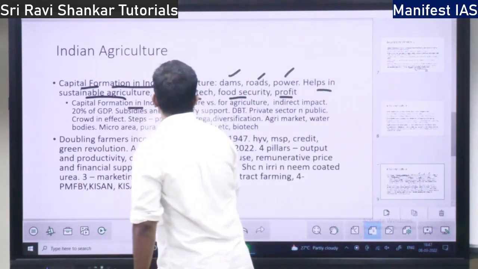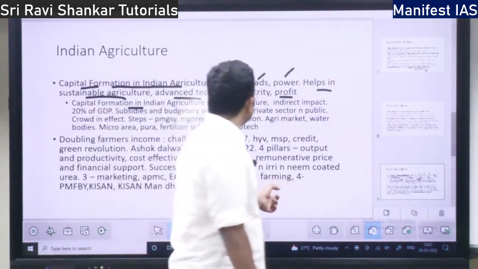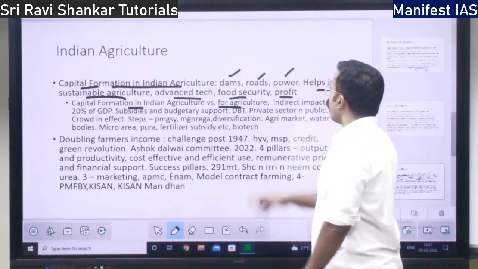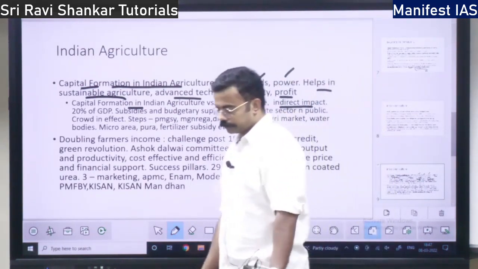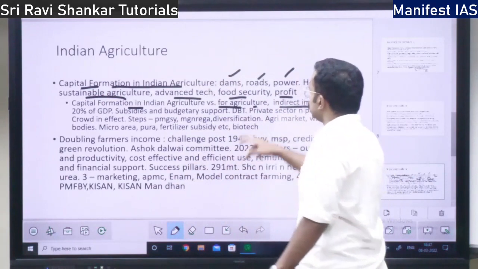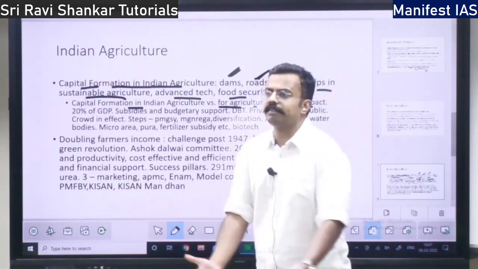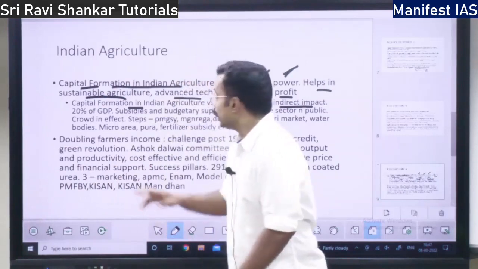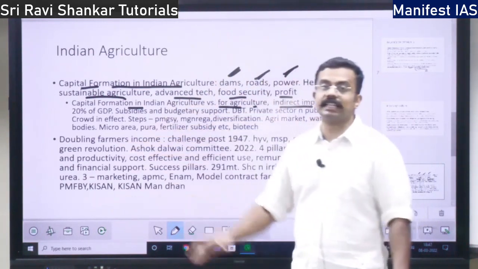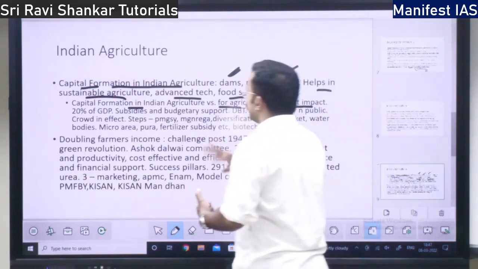So capital formation in Indian agriculture versus for agriculture. One, capital formation in Indian agriculture, then capital formation for agriculture. See, for agriculture it is an indirect impact. Capital formation for agriculture means what? See, all these things: dams, roads, power. All these are indirect, right? We are not directly giving capital to farmers. We are indirectly supporting them. That is capital formation for agriculture. Capital formation in Indian agriculture means, from the agricultural products, what capital are we getting, what profit are we getting? That is the difference between in agriculture and for agriculture.